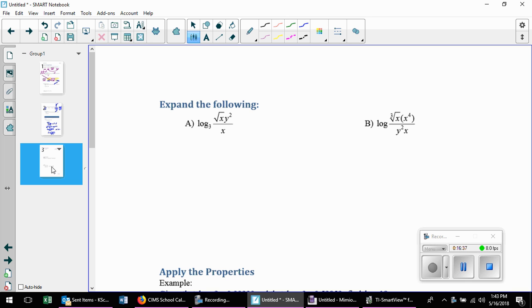So what's happening between these two? They're being multiplied. Your numerator's being multiplied. So based on our log laws, what are we doing? We're adding them. So I'm going to have log base 3 of root x plus log base 3 of y squared. And now this is divided by x. So what am I doing? Subtracting. So I have minus log base 3 of x. Don't forget the base 3. Half-mark deduction.